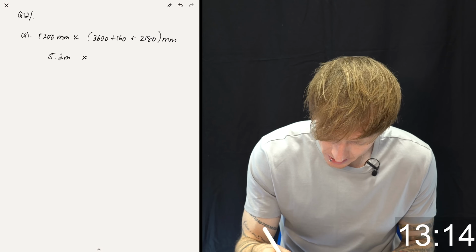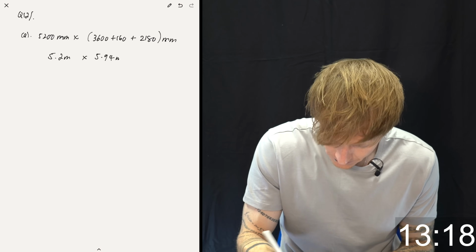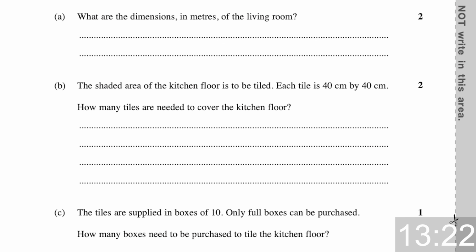That makes 2340, 2340, so 5940, so 5.94 meters, I think, is my living room. Right, kitchen floor is to be tiled. Each tile is 40 by 40 centimeters. How many tiles are needed? Literally, so practical. I love it.